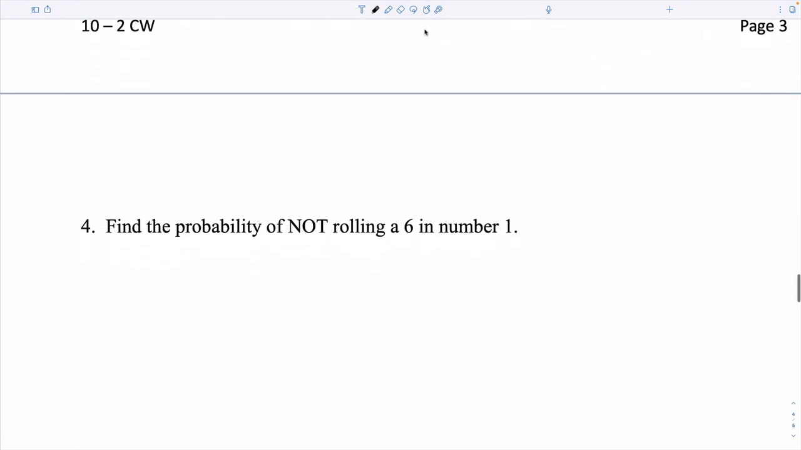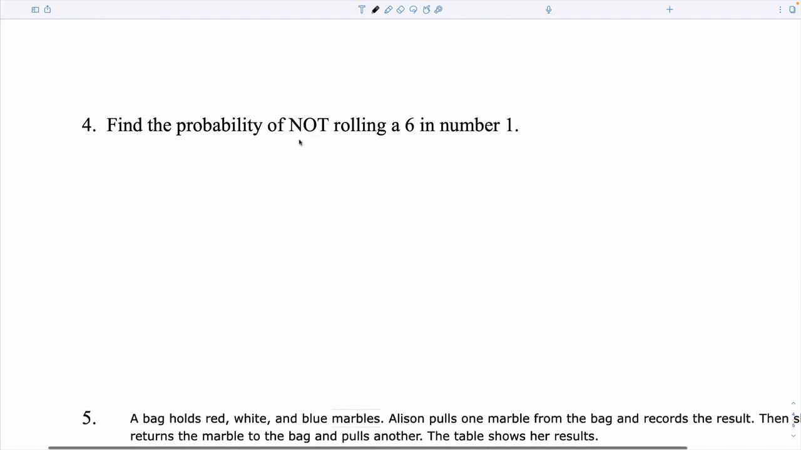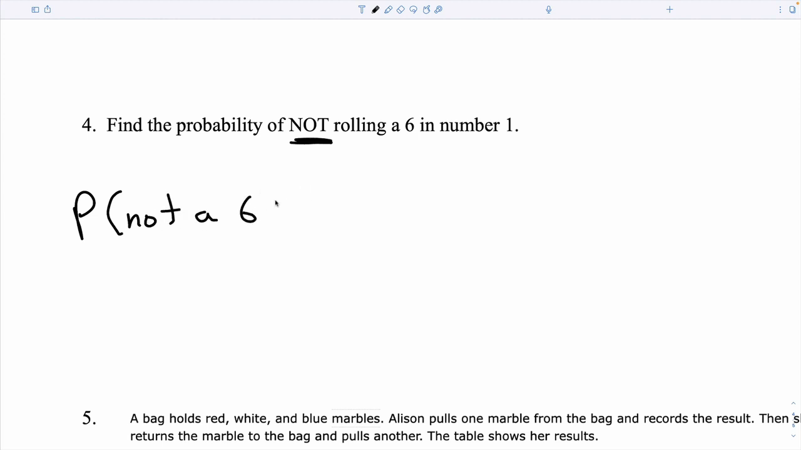Okay, 2 more. If they say the probability of not rolling a 6, it will look like this. P of not a 6. You read this as the probability of not rolling a 6, P parentheses not a 6. How many numbers are there besides a 6 on this dice? 1, 2, 3, 4, 5 out of 6. You could have 5 other numbers rolled. There are still 6 numbers total.